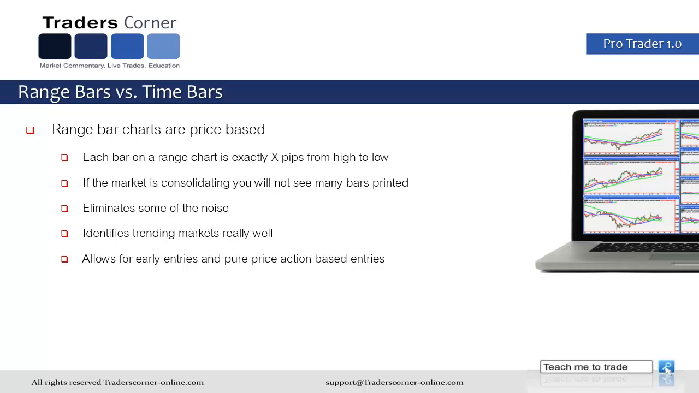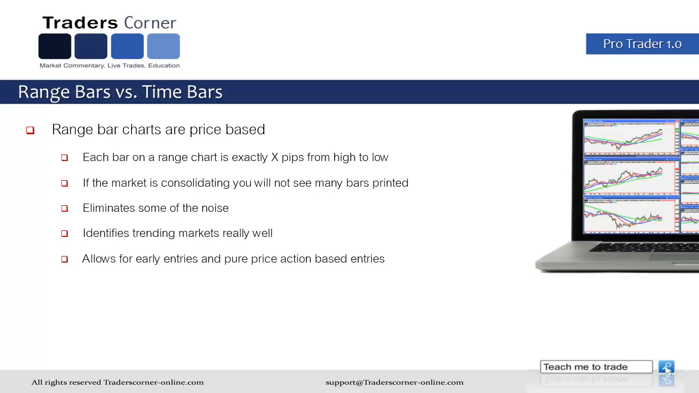If we have the 45 range chart, then each bar or each candle is exactly 45 pips from high to low. And that's what I'm saying, that with time-based charts, nothing significant needs to happen for the next bar to be printed. Whereas with range charts, something significant does have to happen. The range that you've predefined needs to be exceeded for the next bar to print.